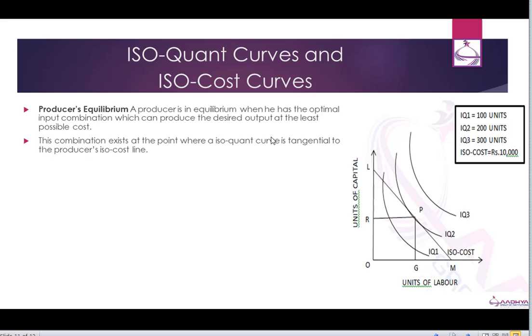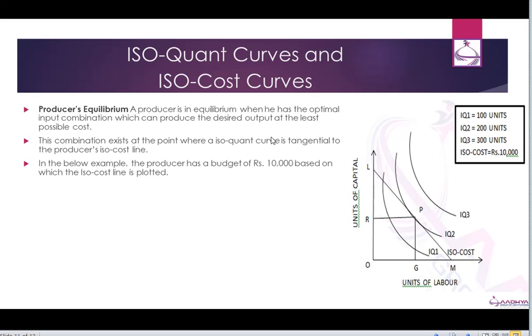Alright, so this combination will exist at a point where the isoquant is tangential to the producer's isocost line. That means where the isoquant curve is just touching the isocost line. So we want to find an isoquant which is just touching, or is tangential to, the isocost line. That point will be our producer's equilibrium. Why? Let's take a look.